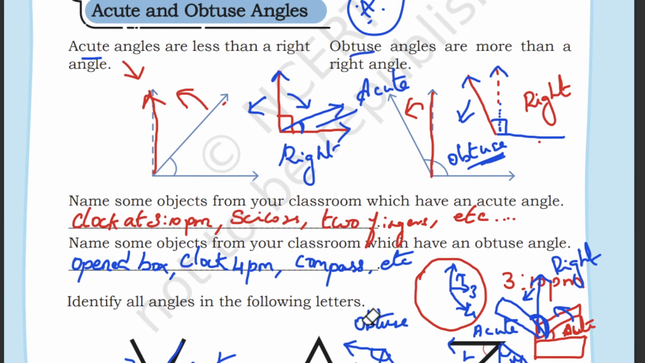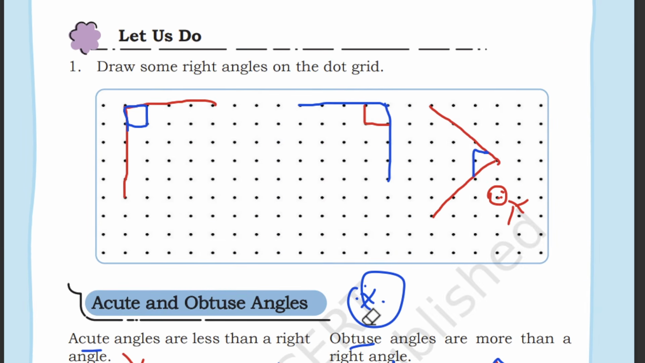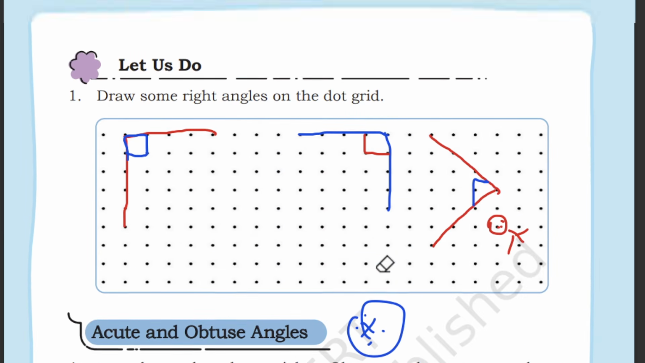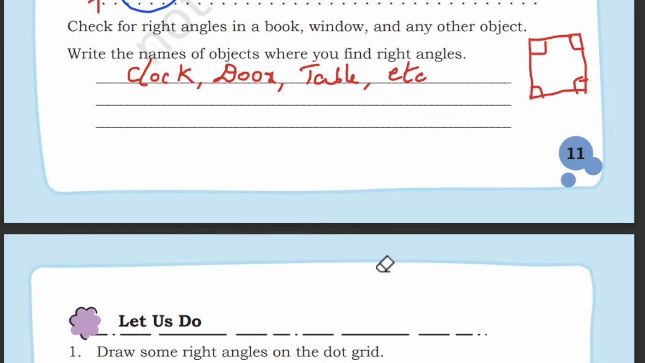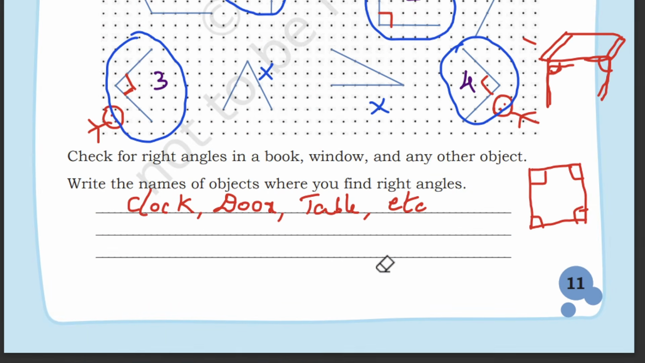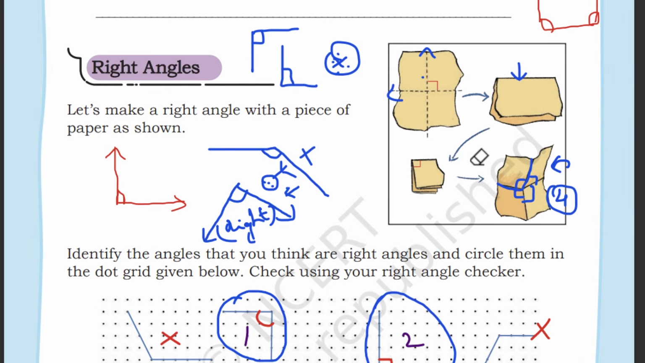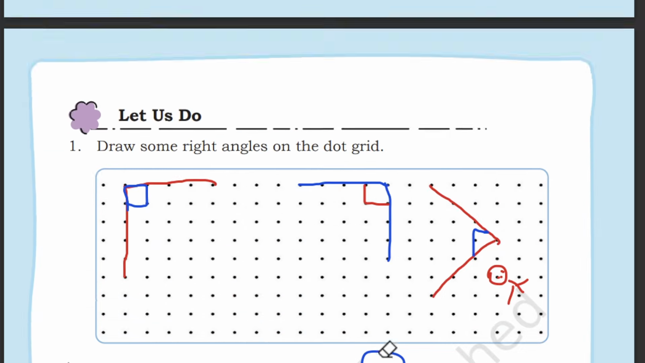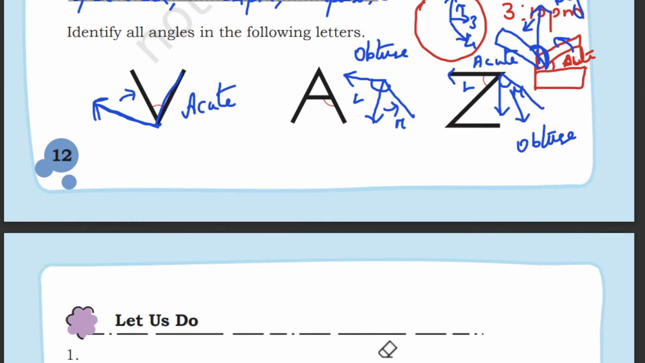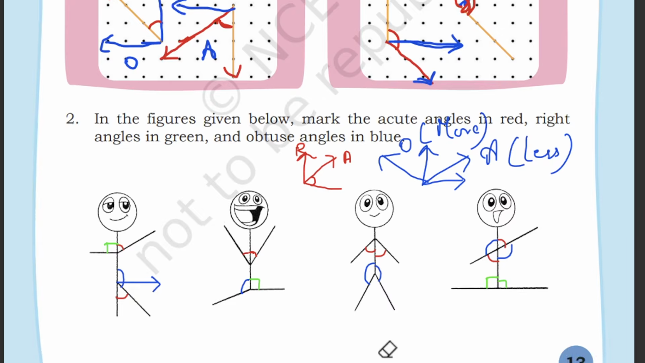Maths is not like other subjects. Maths needs more practice. If you just read, you cannot understand the concept. Only if you solve problems and try to find your own angles. If I give any images, you have to find out whether it's a right angle, an acute angle or an obtuse angle. Then only you will be able to solve, and for your examination it will be very easy.